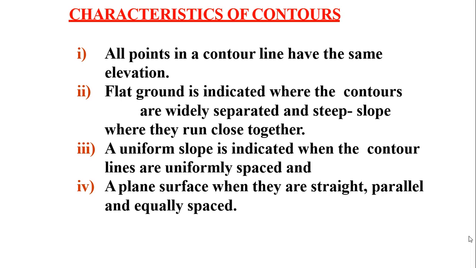So, all points in a contour line have the same elevation. Next, flat ground is generally indicated where the contours are widely separated, and steep slope where they run close together. So, when the contours are widely separated, it is considered flat ground, and when the contours are close together, then it is considered steep slope ground.